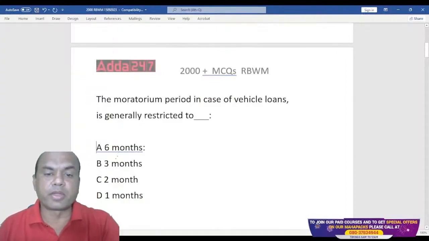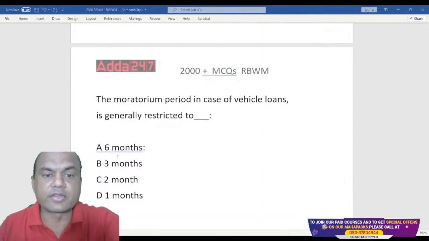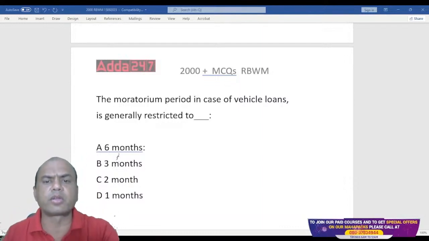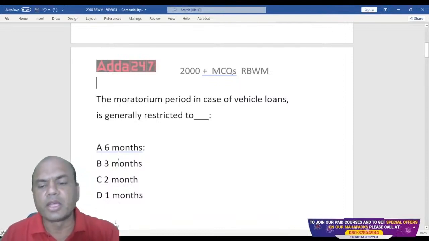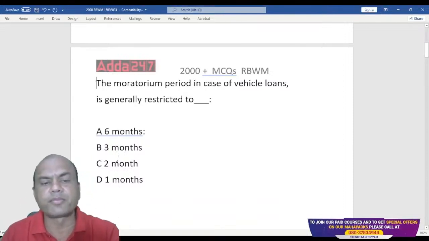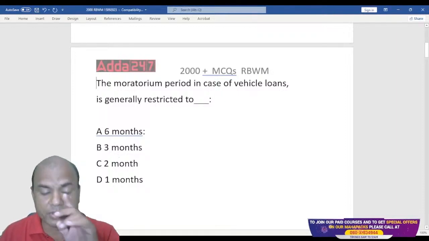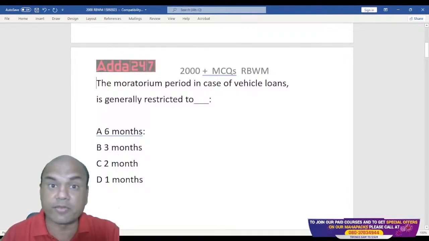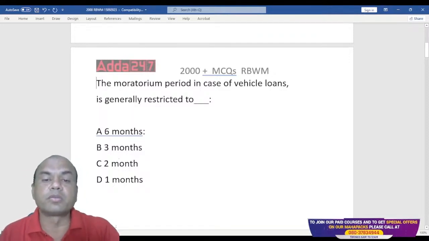The moratorium period in case of vehicle loans is generally considered as what? What is the moratorium? In home loans, what is the moratorium period? Let me get it one by one. Yesterday I have taken this. Type in the comment section, everyone. In home loans, what is the moratorium period?